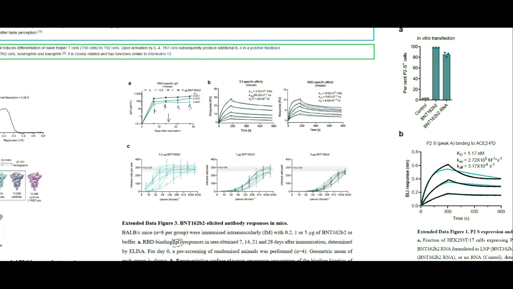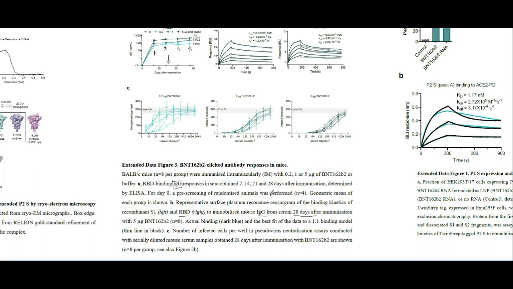And we can see here, I believe these are at different concentrations.